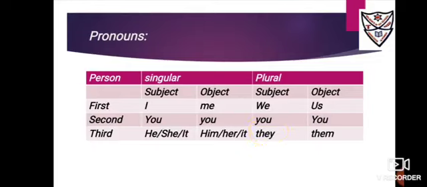Now you can see that they get further subcategorized. When they are used, a few pronouns will be used as subject and a few will be used as object. So I becomes me, we becomes us, you remains you as an object, again you remains you as an object. Third person he becomes him, she becomes her, it remains it, and they becomes them. So this table: I, me, we, us, you remains you, he, him, she, her, it remains it, they changes to them.